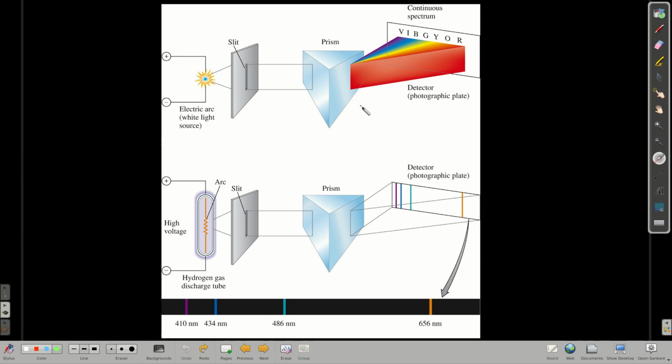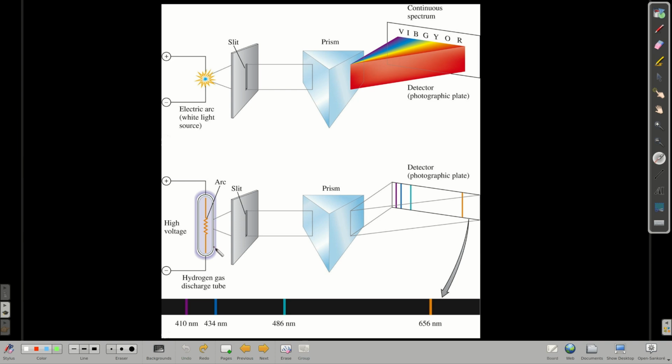So here's the idea. If you take regular white light, like an incandescent light bulb or sunlight, and pass it through a prism or a diffraction grating, you'll get what we call a continuous spectrum. You've seen this. It looks like a rainbow, right? All the colors of the rainbow.